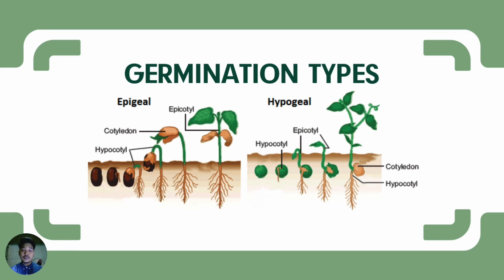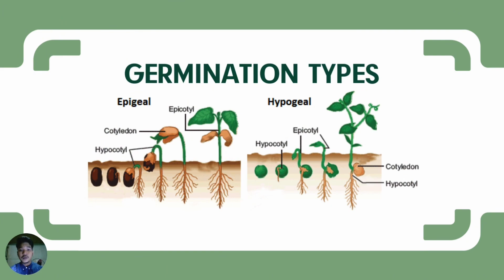Epigeal germination is when the cotyledons come out of the soil. The hypocotyl, the stem part below the cotyledon, grows long and pushes the cotyledons outward. The cotyledons come above the soil and turn green. They help the young plant make food for a short time. After the plant grows true leaves, the cotyledons usually dry up and fall off.